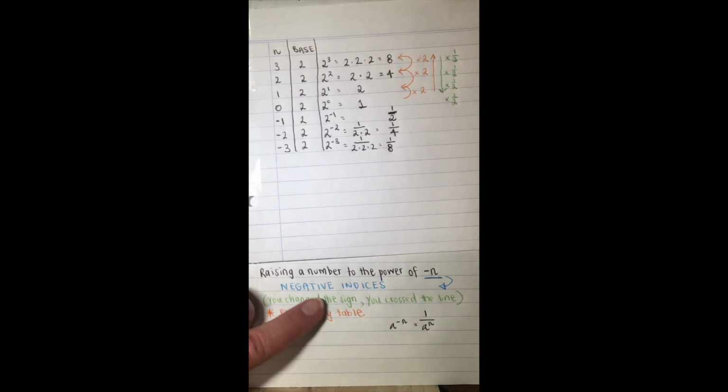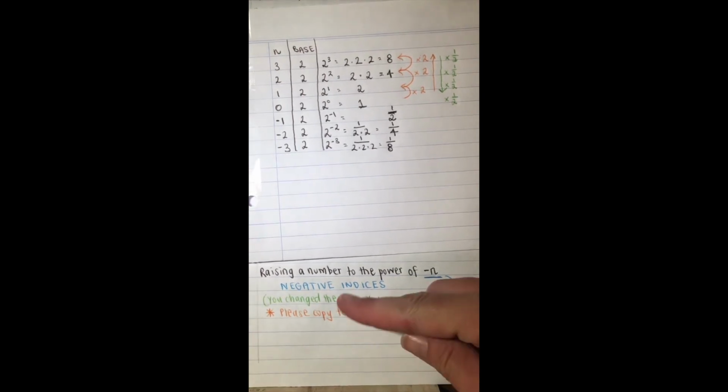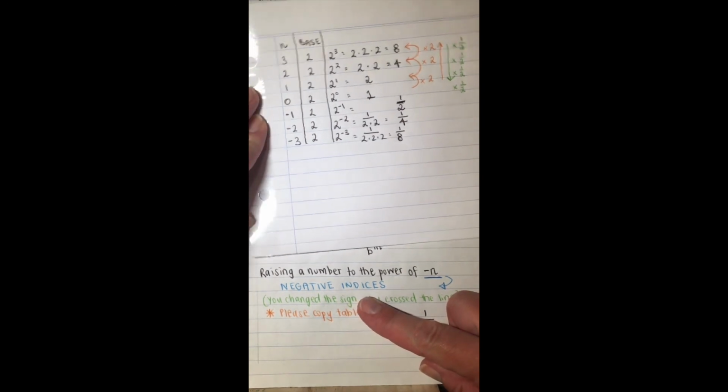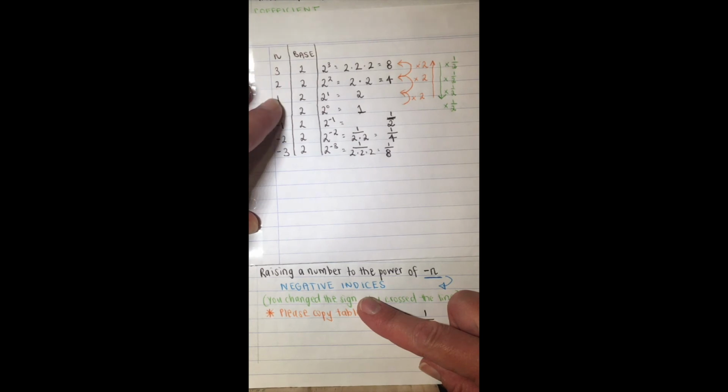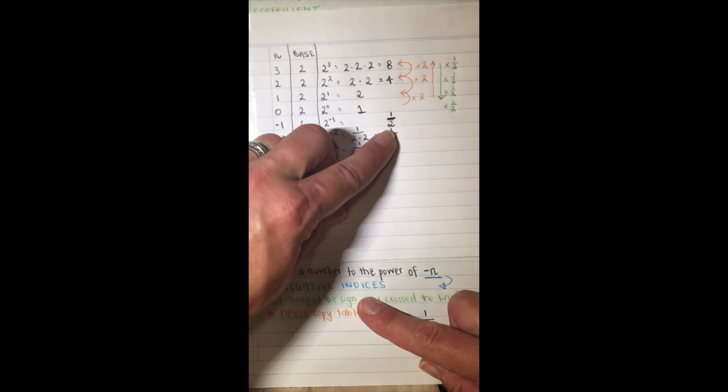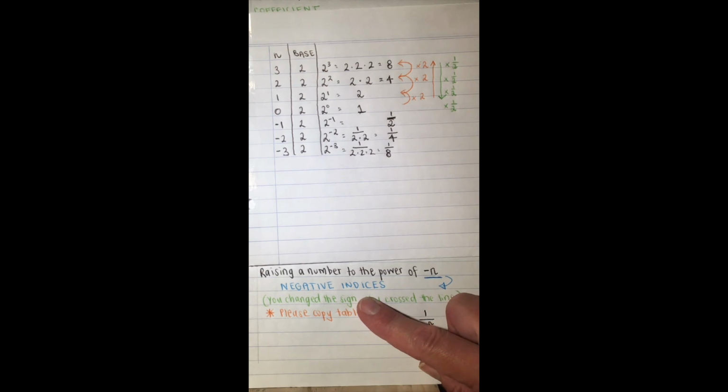When we're working with negative indices, you change the sign. So let's have a look up here. You change from working with positives and a 0 to negatives. You change the sign, you cross the line. Excellent. So I really hope you've copied that table into your book so that you can understand why a to the power of negative n is actually 1 divided by a to the power of n.